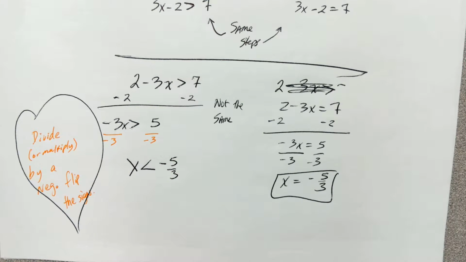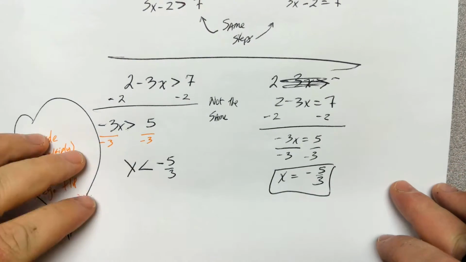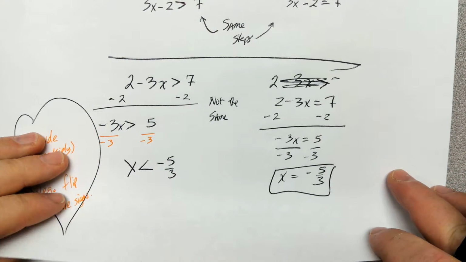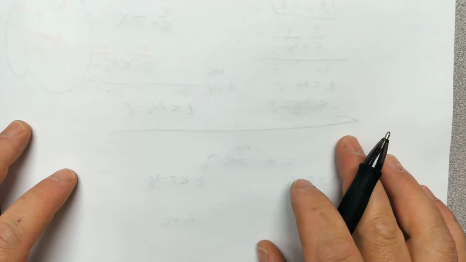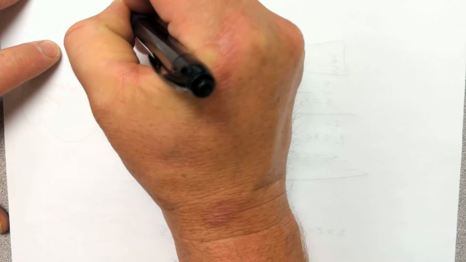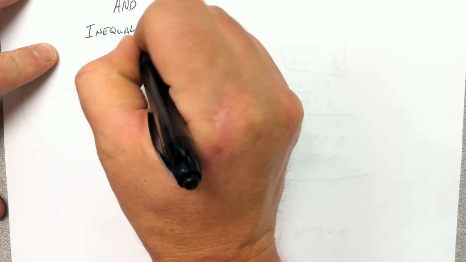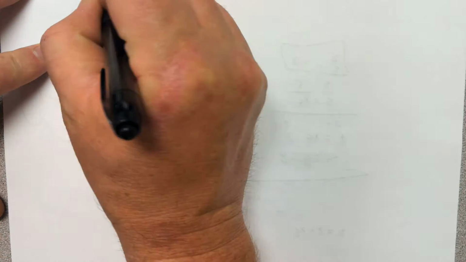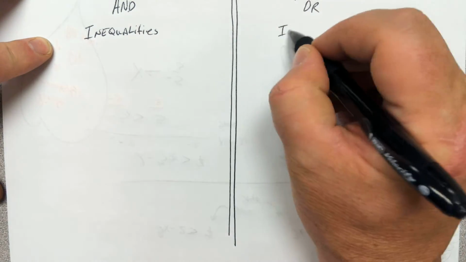All right. We have two kinds of graphs we're going to do today. We have and inequalities. We also have or inequalities.